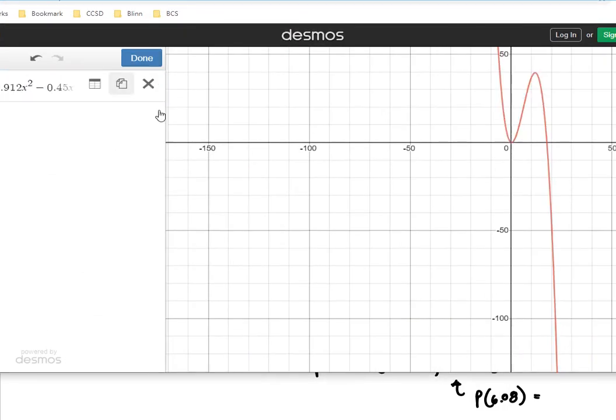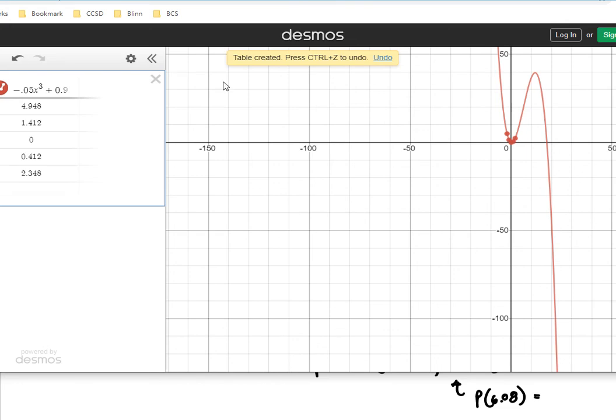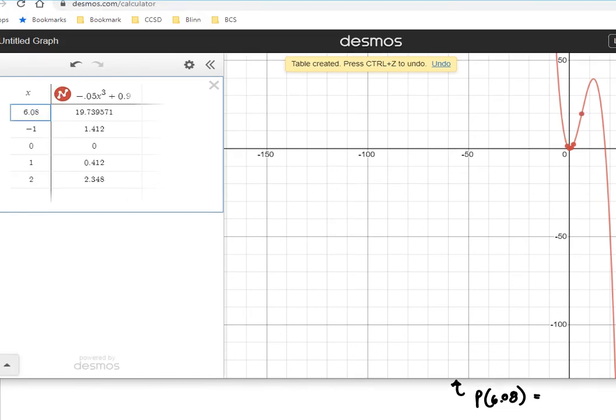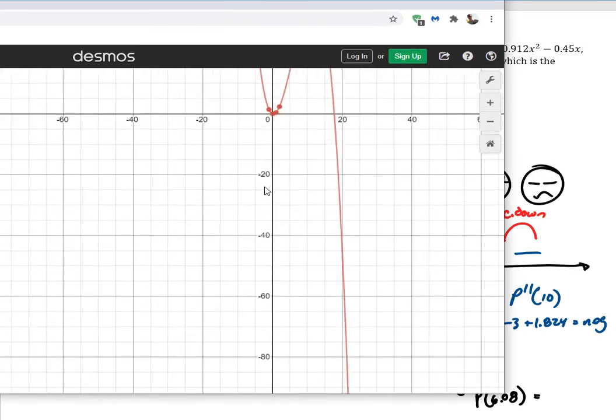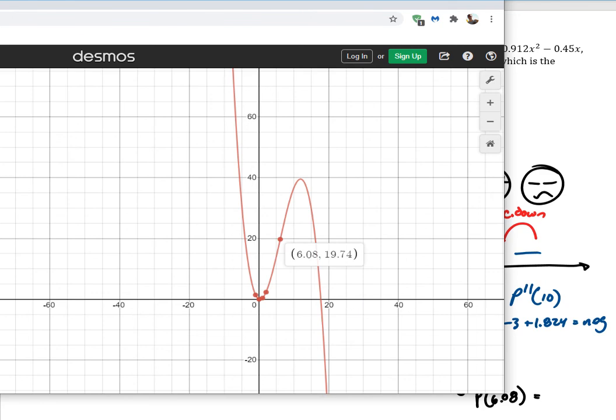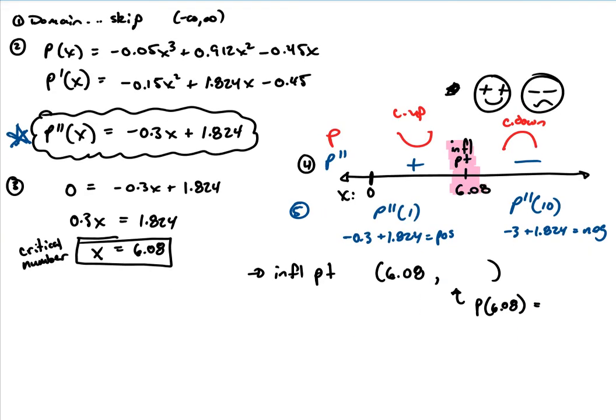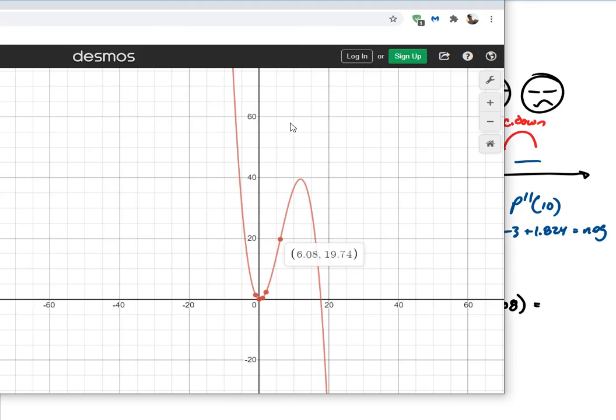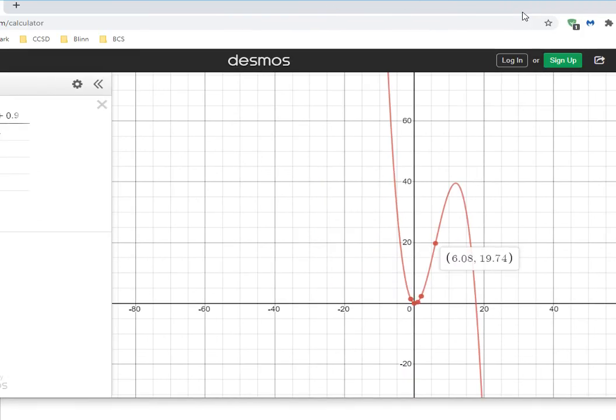Let's get that 6.08. Okay, so I'm going to use my table just to type it in right here. So 6.08 is that point, 19.74. Okay, so that is our y coordinate, 19.74. So that's what happens when we plug 6.08 into our graph. We got our y coordinate, and that does look like where it changes concavity. It is concave up until there, and then it is definitely concave down afterwards. Okay, so that's the point of diminishing return.